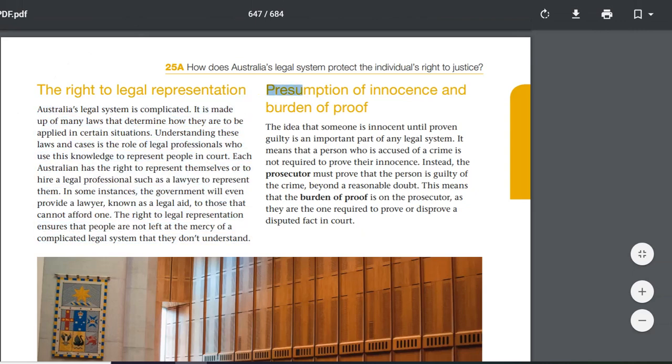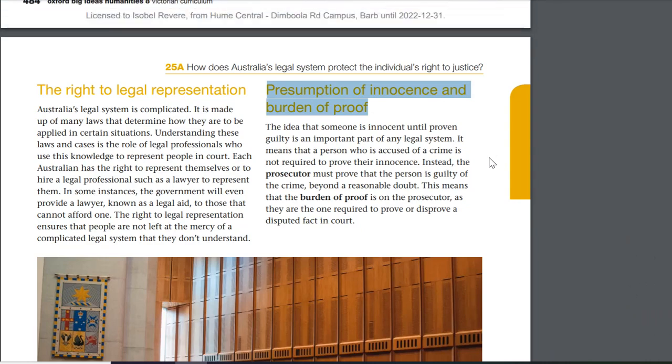Presumption of innocence and burden of proof. The idea that someone is innocent until proven guilty is an important part of any legal system. It means that a person who is accused of a crime is not required to prove their innocence. Instead, the prosecutor must prove that the person is guilty of the crime beyond a reasonable doubt. This means that the burden of proof is on the prosecutor, as they are the one required to prove or disprove a disputed fact in court.